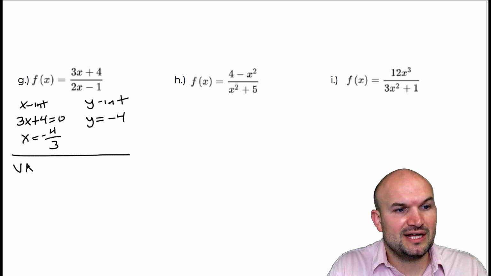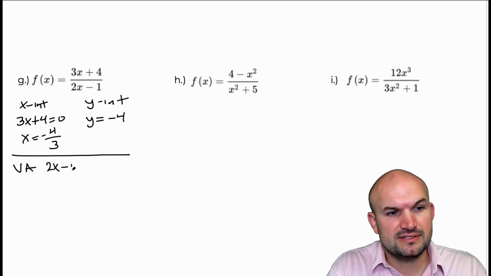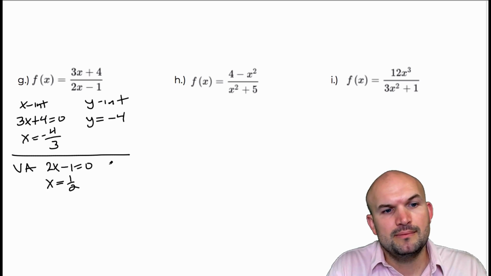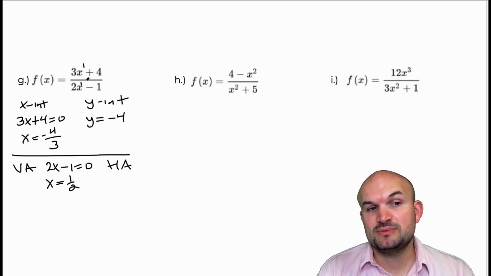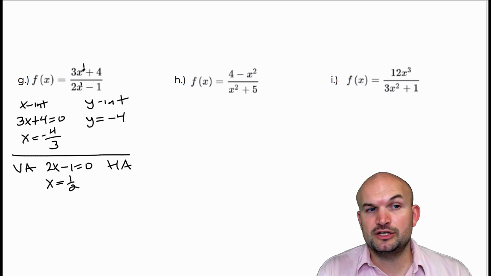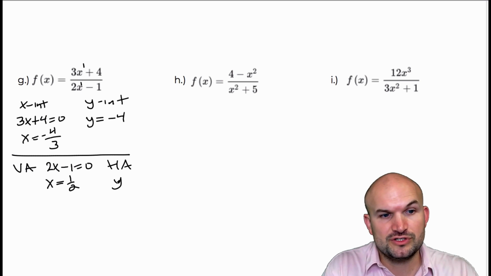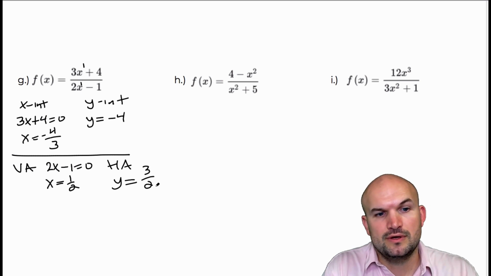For my vertical asymptote, that is my denominator set equal to 0, so that's going to be x is equal to 1/2. My horizontal asymptote is, again, the horizontal asymptote test, which you can see here: since the degrees are the same, it's going to be the ratio of my coefficients, which is y equals 3/2.